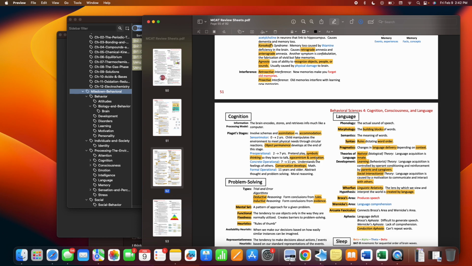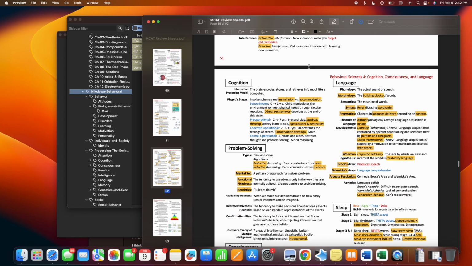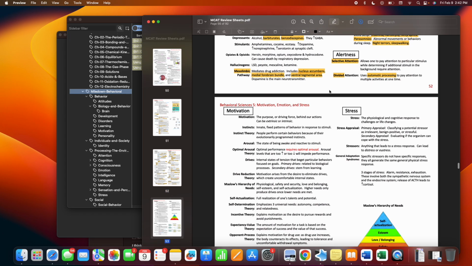Cool. And we had Korsakoff syndrome, which is memory loss due to thiamine deficiency, that's vitamin B1, and Alzheimer's is based on acetylcholine. Cool.